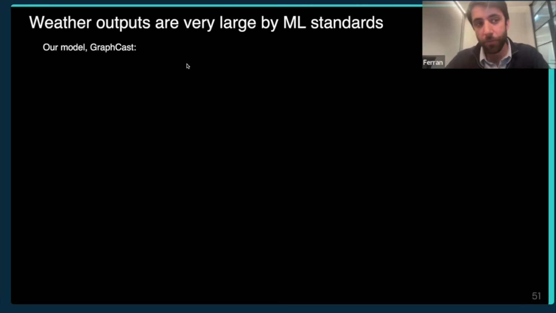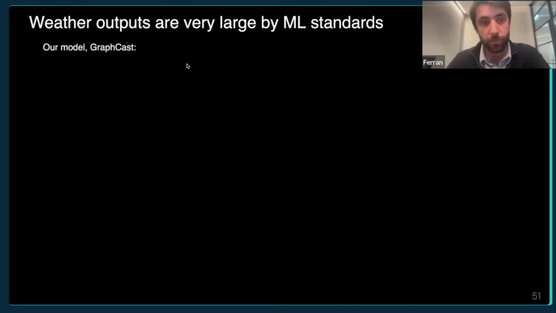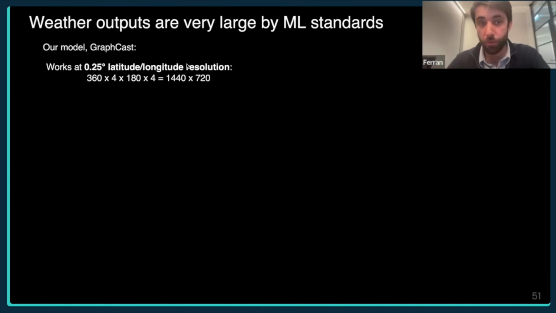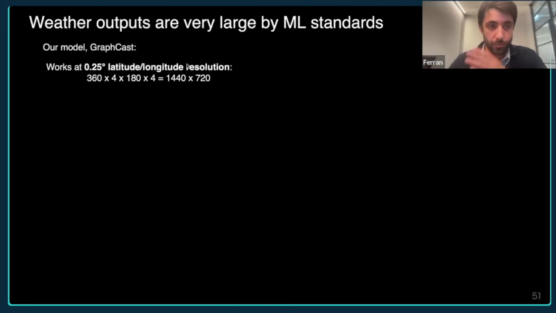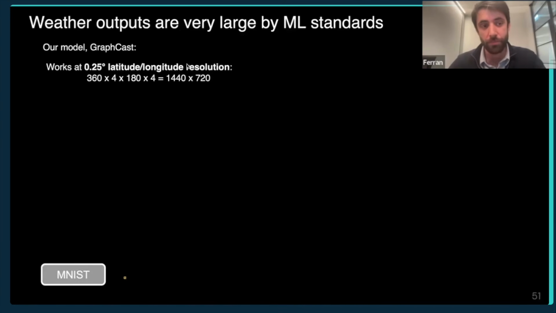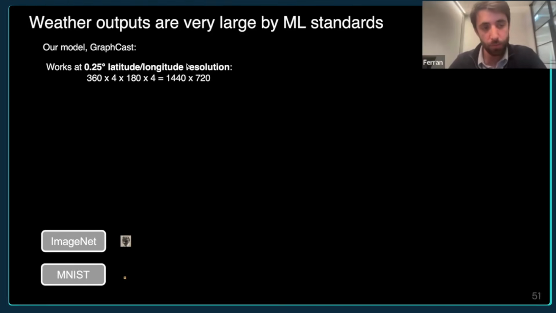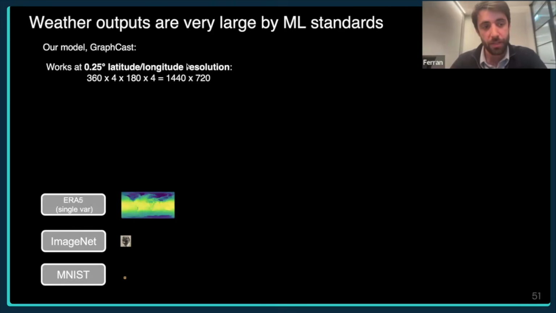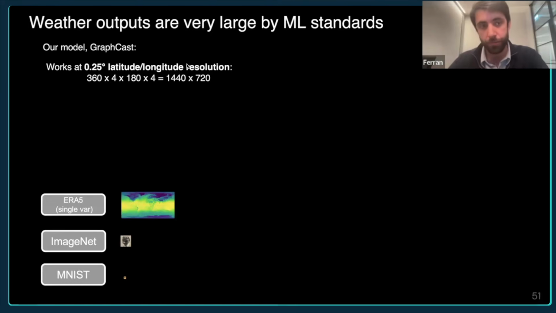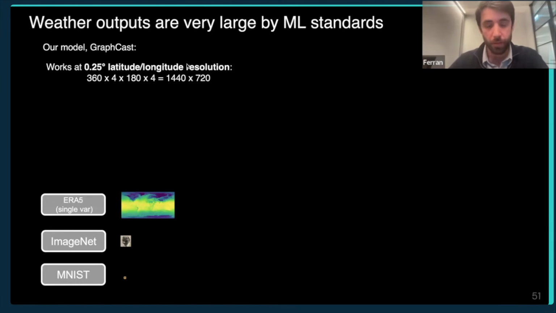One thing that may not be obvious is that weather outputs are very, very large for machine learning standards. So if we look at our model GraphCast, it works at 0.25, so it's a very high resolution image. If we think about MNIST, this is a bit of a depiction, but I think the scales are roughly right. We had MNIST, we have ImageNet, and then we have a single variable of ERA5, which is the dataset that we use, created by the European Weather Agency.